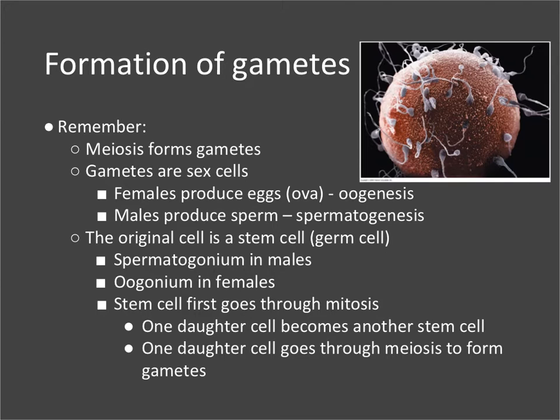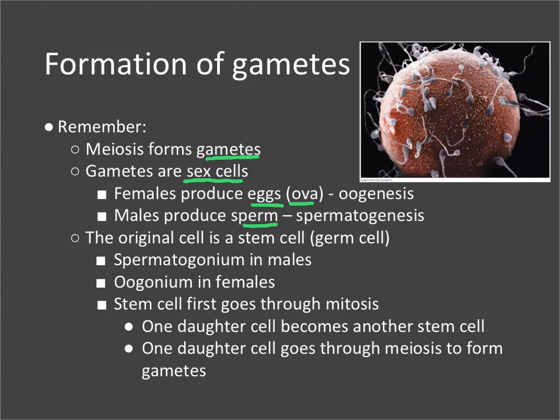So now that you've learned the stages of meiosis and what happens during meiosis, we need to talk a little bit more about the daughter cells that are produced at the end of meiosis. Because remember, we've said that meiosis formed these specialized cells called gametes. And gametes are sex cells. And so these are eggs, which are also called ova in females, and sperm in males.